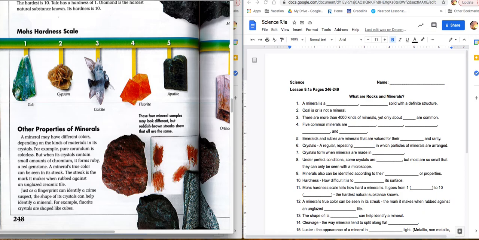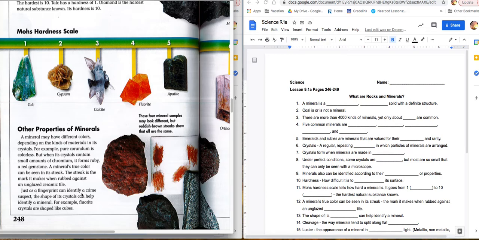Look at the scratch. The streak here is all the same, so they're all from the same mineral, guys. And that's what they're getting at. Just like yesterday, I would scratch pyrite on here and it would leave a greenish black mark. And I'm like, but it looks gold. What's it doing? That's why it's called its true color, guys.